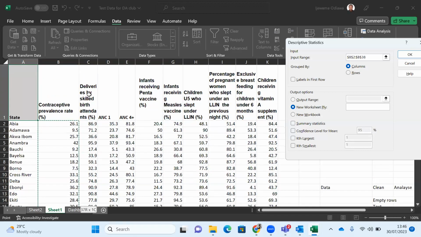Do we want to describe them one after the other? Describe contraceptive prevalence, then describe delivery. For these acronyms, ANC is antenatal care. So antenatal care is the number of people that have had one antenatal care visit. ANC4 is the number of women that have had up to 4 antenatal care visits, right? Just for those of us who are not familiar with these terminologies. So let us describe our contraceptive prevalence. Describe column. Should we do labels in first row? I think we should do labels in first row so that we can pick this.